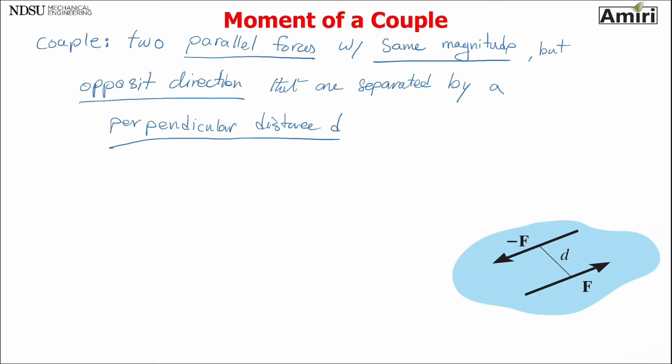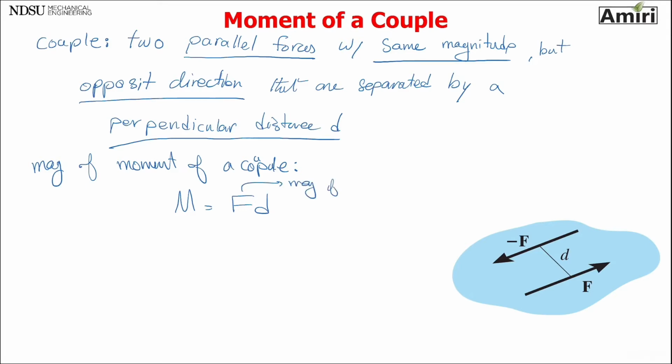So the magnitude of the moment of a couple is simply F d: the magnitude of one of the forces, times the perpendicular distance between the forces. Moment of a couple is a moment, so it is a vector.